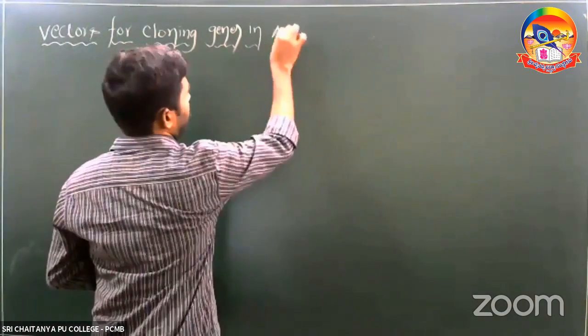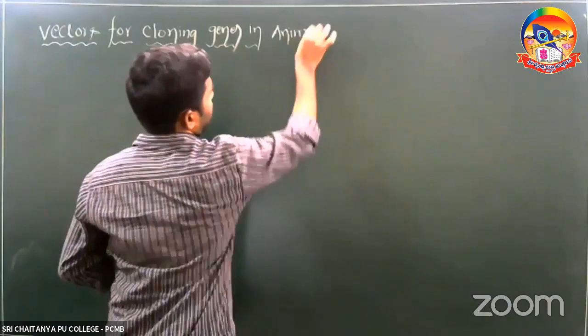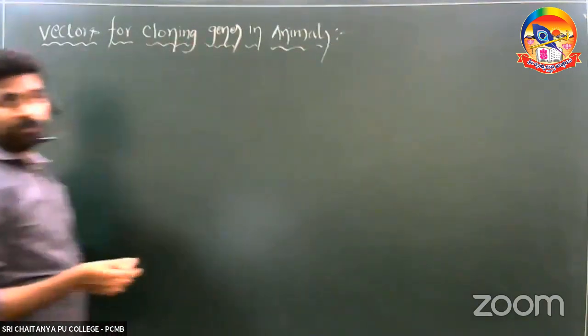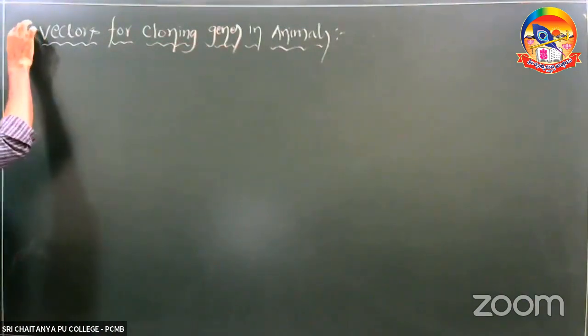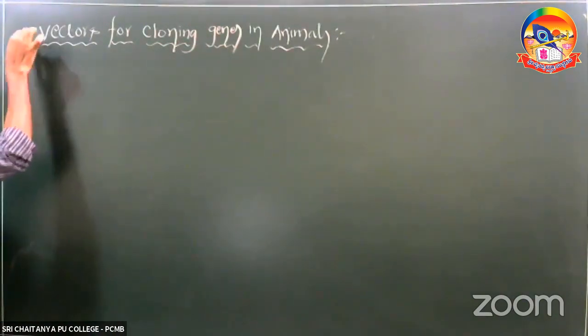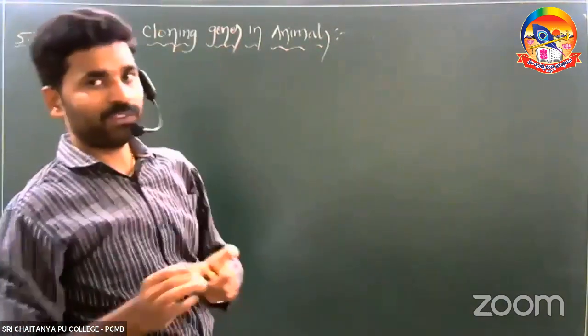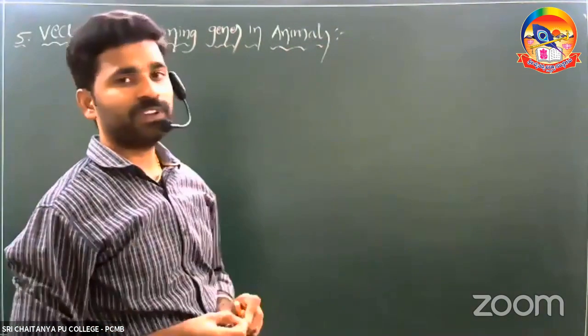So now come to another one. Vectors for cloning genes in animals. It is also an ideal characteristic feature, right? Fifth one, ideal characteristic features of vectors. So vectors for cloning genes in plants over. Now vectors for cloning genes in animals.